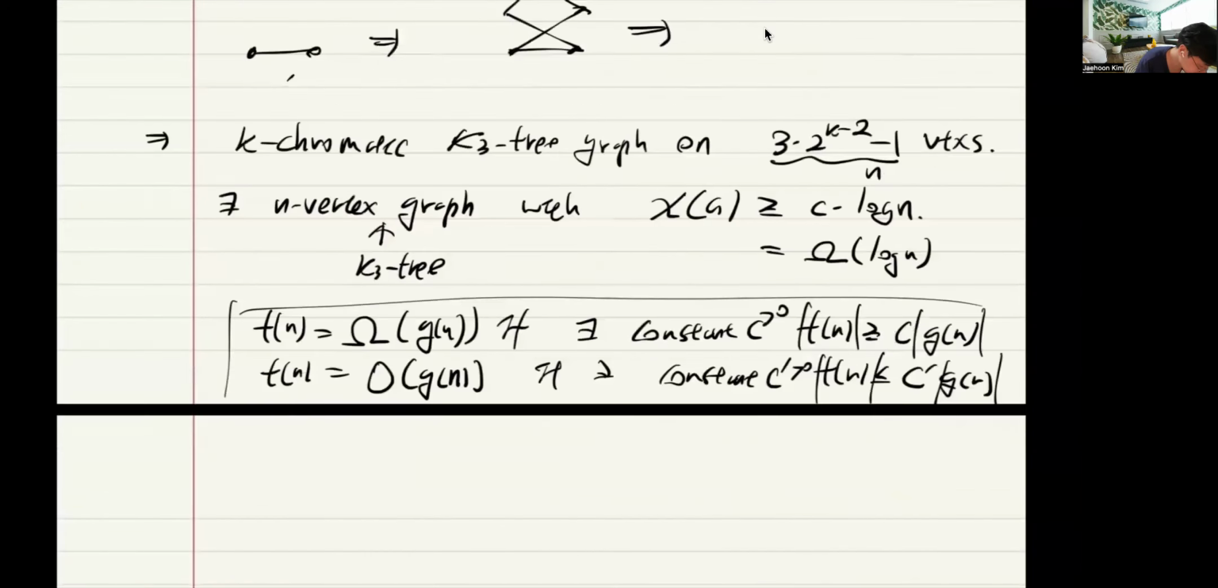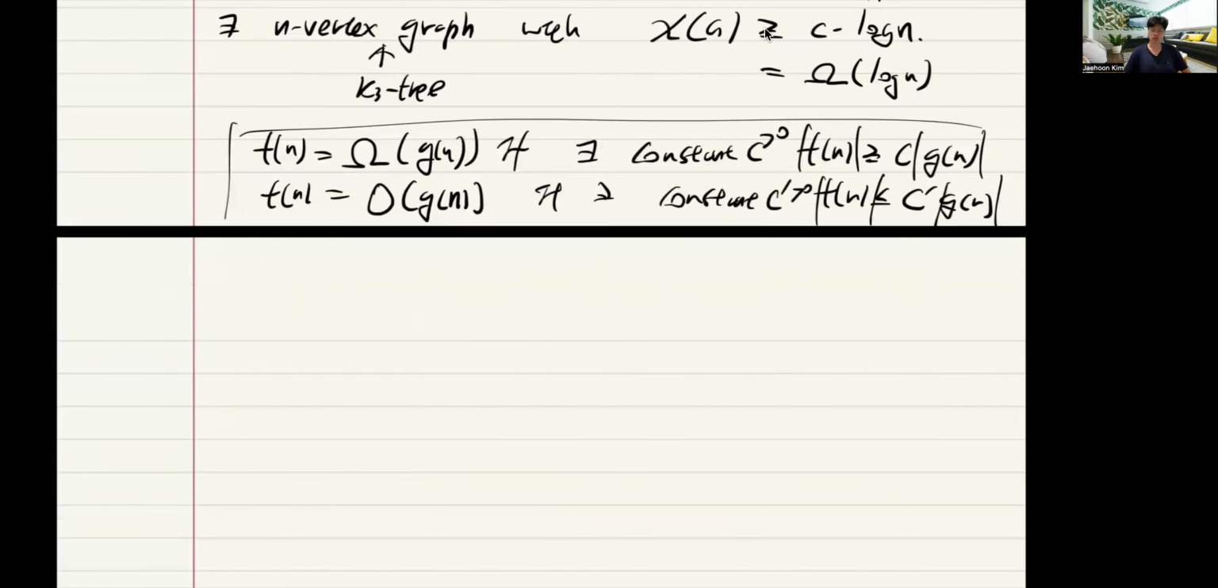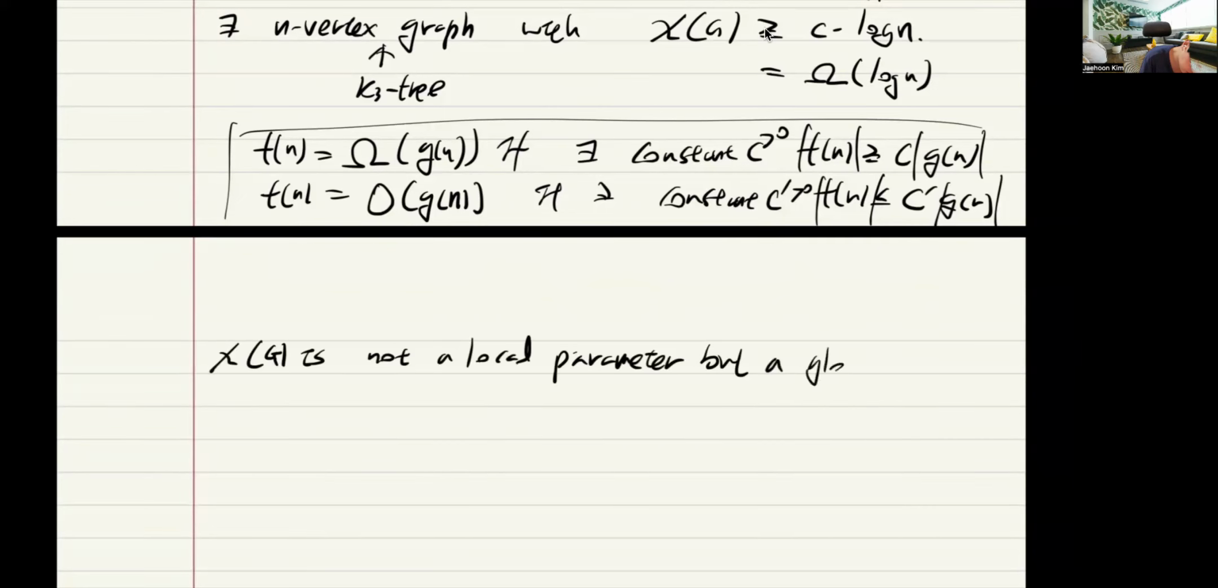So we have shown this. There are triangle free graphs with arbitrarily large chromatic number. So what this says is that the chromatic number of G is not really a local parameter, but a global parameter. You forbid certain local structure, but that doesn't guarantee that the chromatic number is bounded. Chromatic number could be large.